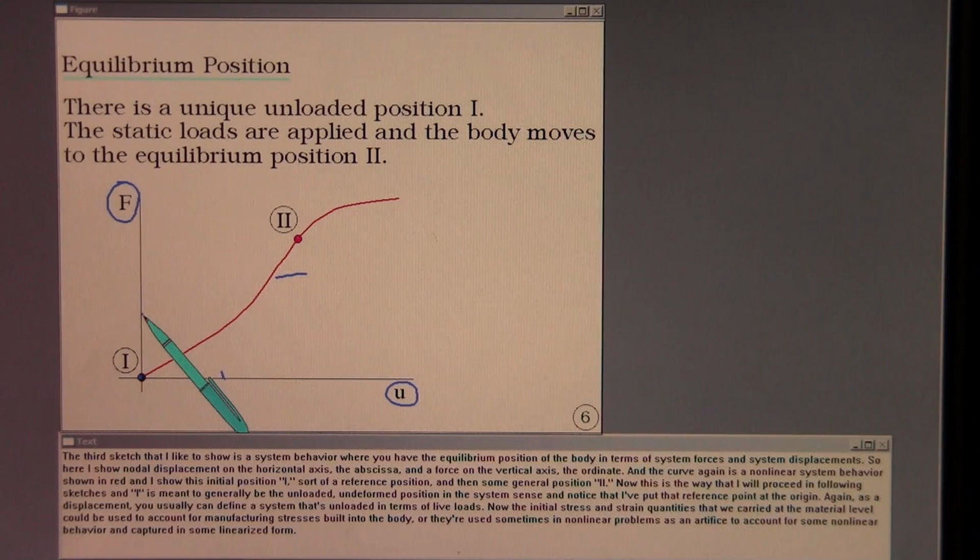Now, the initial stress and strain quantities that we carried at the material level could be used to account for manufacturing stresses built into the body, or they're used sometimes in nonlinear problems as an artifice to account for some nonlinear behavior and capture it in some linearized form.